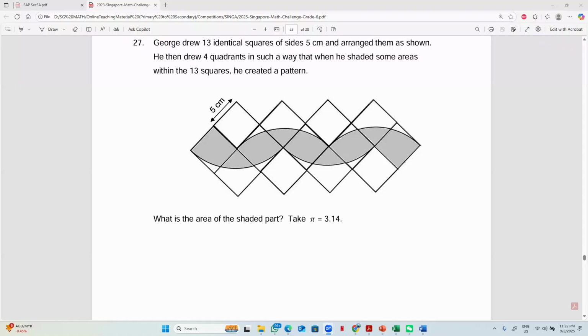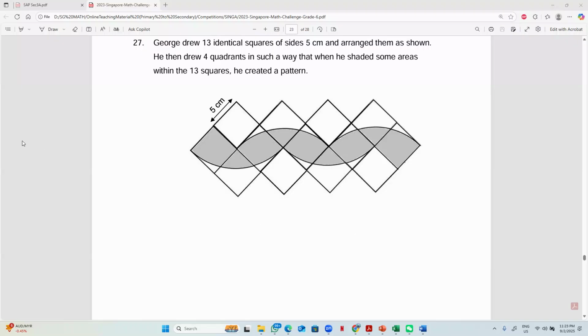Okay, first of all, you check this out. The question is telling you that you are given these 13 identical squares, and they are arranged in this way. Your job is to find out all the shaded part area. Notice that you're given a pie. So if this is the case, then you should realize this is something to do with our circle.